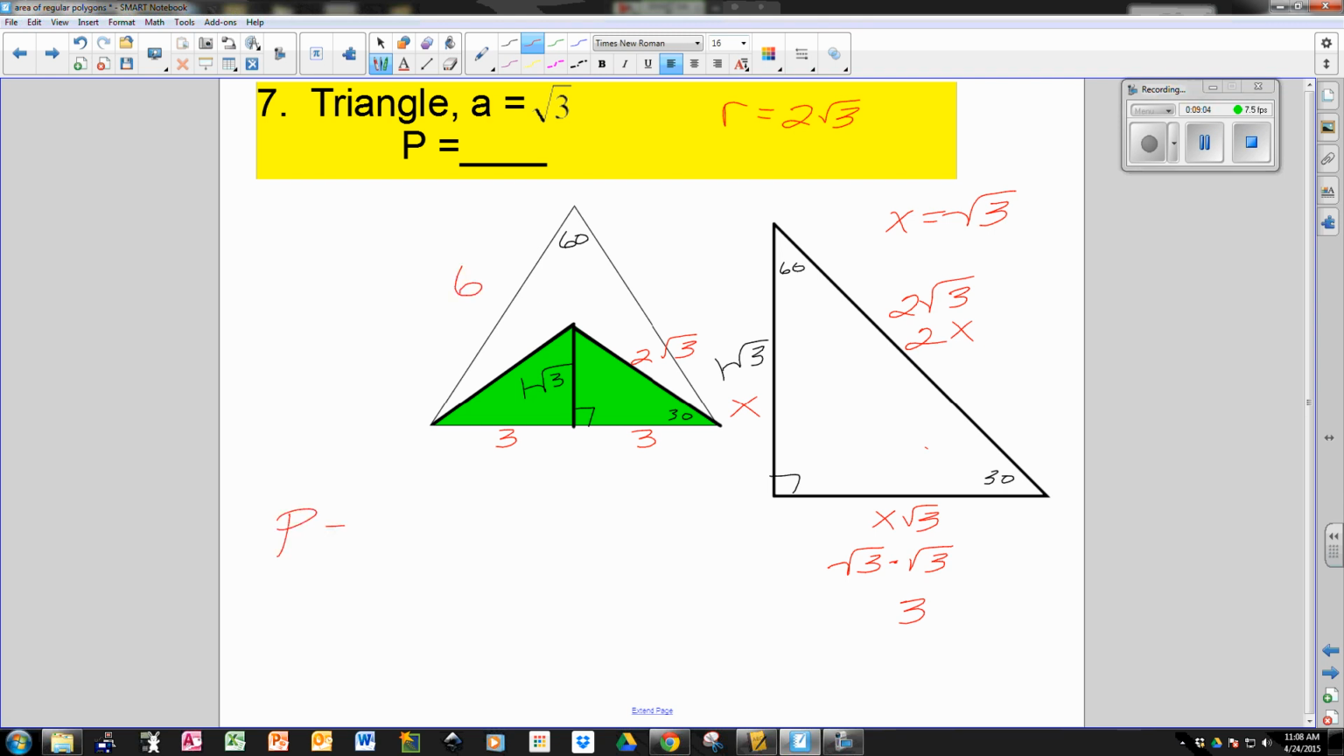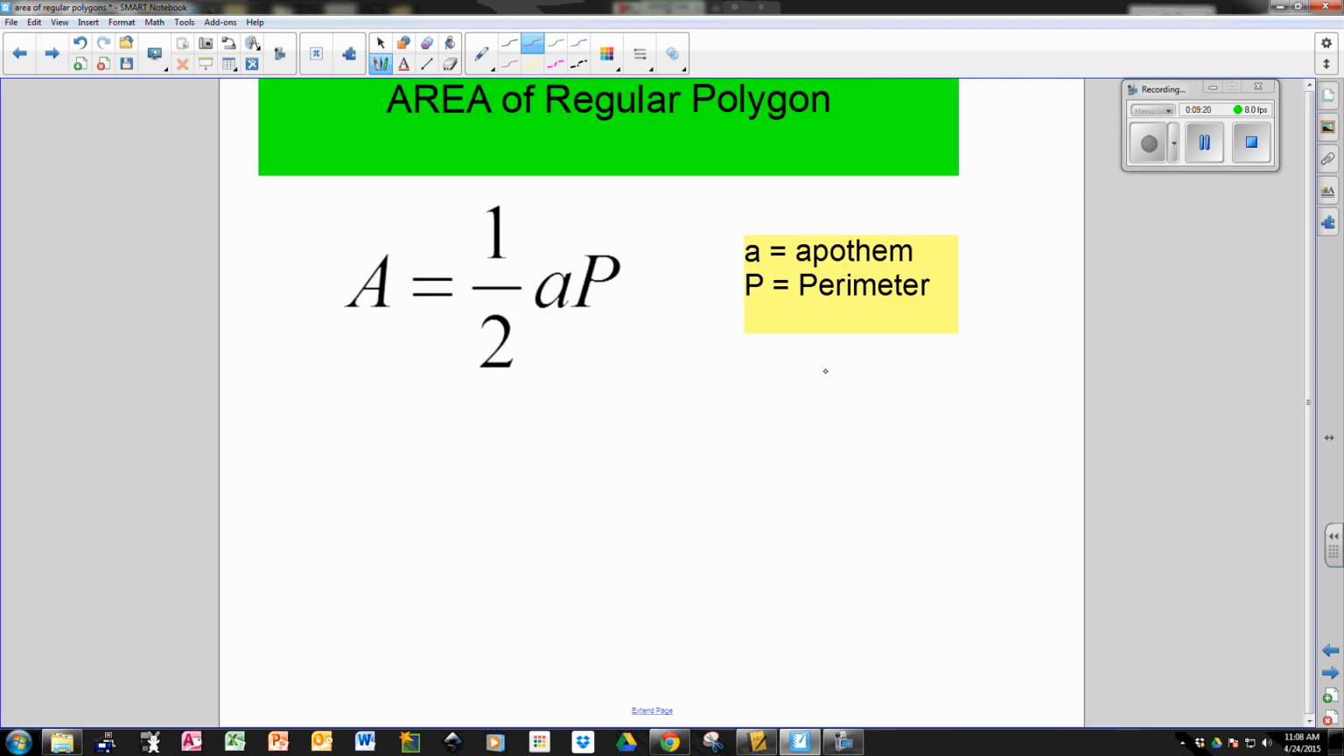That means the perimeter would be 3 sides at 6 each. So it would be 18. So my perimeter would be 18. So that's how you go about finding missing pieces. Now we're going to take these and we're going to plug them in and start using this new formula.